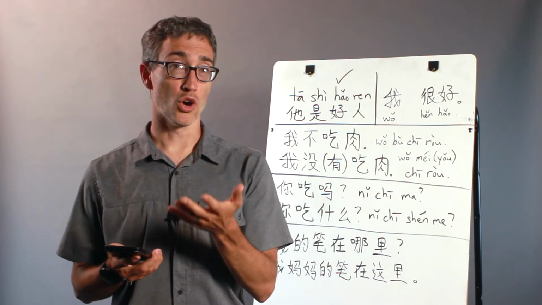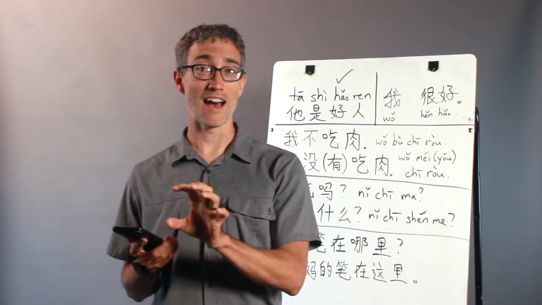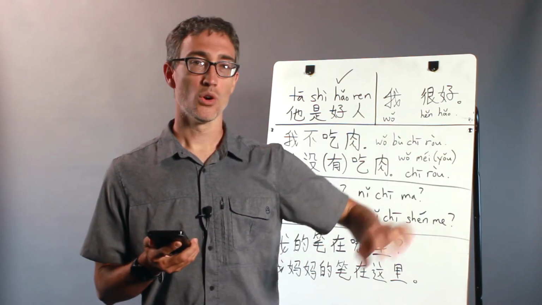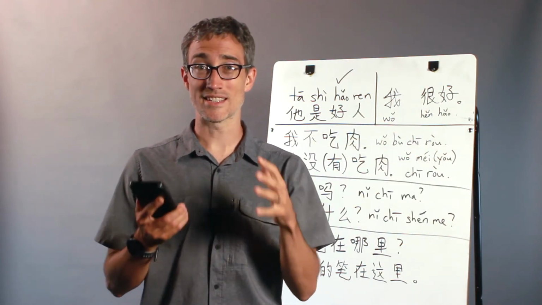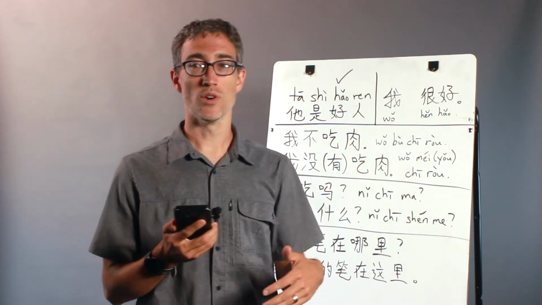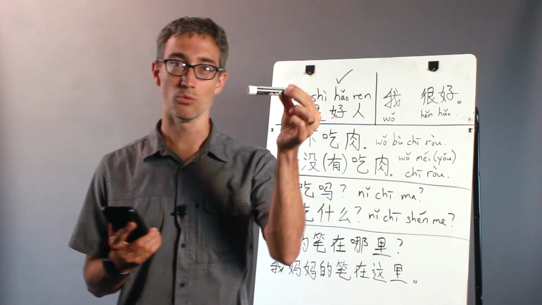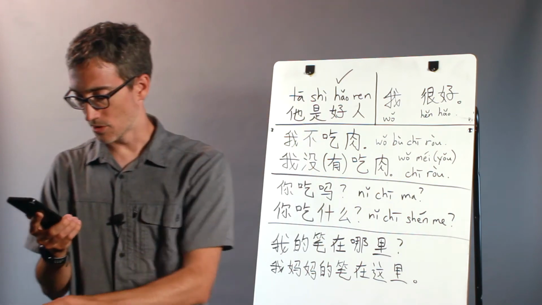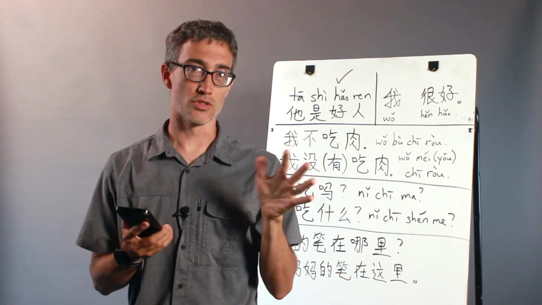We learned about the word yo. It has two meanings. It can mean to have, so something possesses something, or it can be used to talk about existence, that something exists. So I have a pen, 我有笔. So those are the two uses.